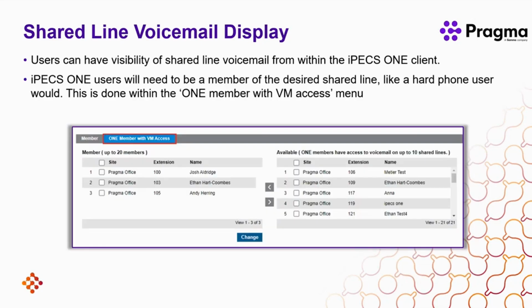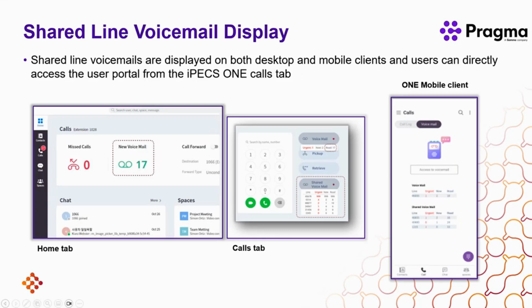Sorry. Shared line voicemail display. So there's a new option you can see within the customer manager portal. This is within shared lines, and you've got an option here for one member with voicemail access. And if you drag in those iPECS 1 members that you want to have access to this, you can see on the next screen, it gives us access to this shared line voicemail option within the iPECS 1 display.